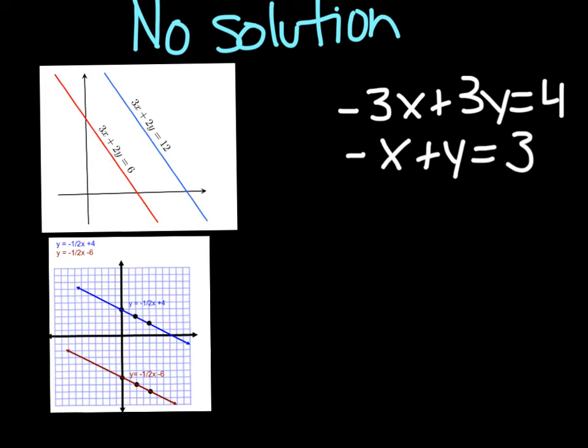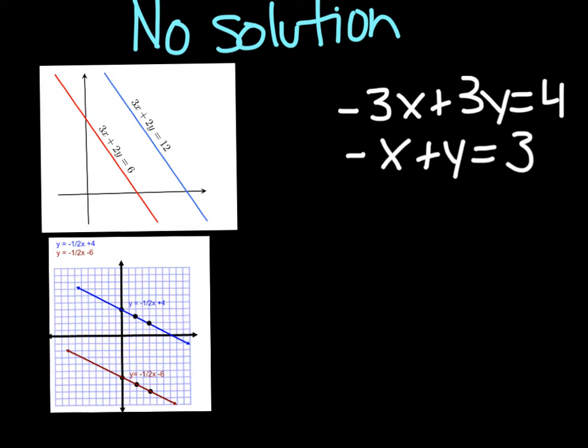In our second example, in this one we're in slope-intercept form, so we have y equals negative 1/2 x plus 4, and y equals negative 1/2 x plus 6. Notice that both of these equations have a slope of negative 1/2, but they have different y-intercepts. They have these y-intercepts 4 and negative 6, so we know that those lines will never cross.